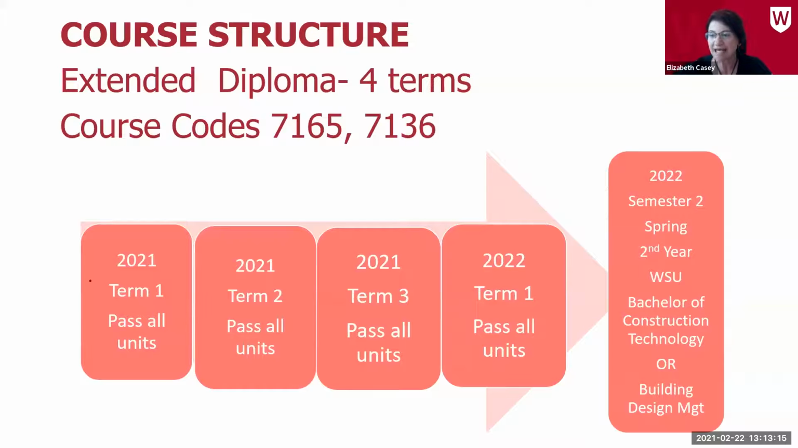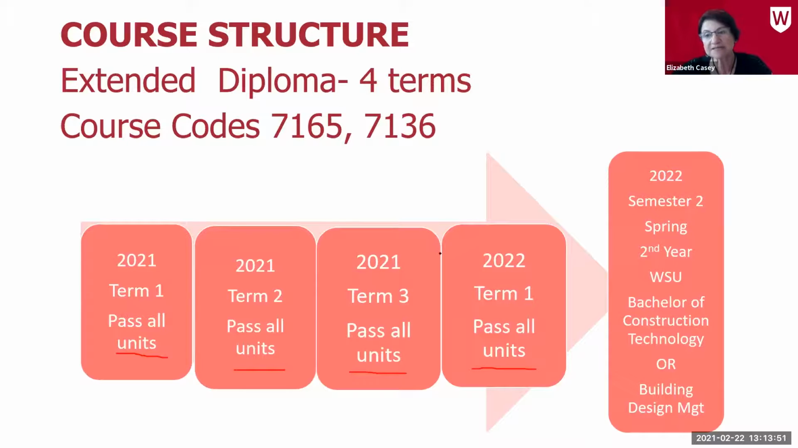So you are commencing now in 2021, term 1. When you pass all your units, you will go on to do term 2 of this year, term 3 of this year, and term 3 actually goes over Christmas, and we'll talk about the calendar later. And then you will commence at term 1 of next year, which is where we're at now. And then once you've done those 4 units and you've passed all those units, you are then eligible to go into your second year in the spring session.